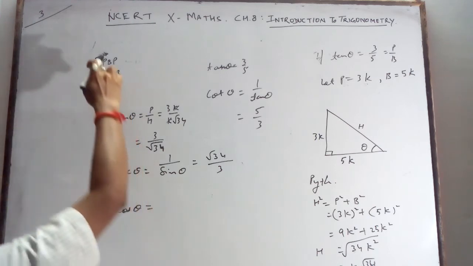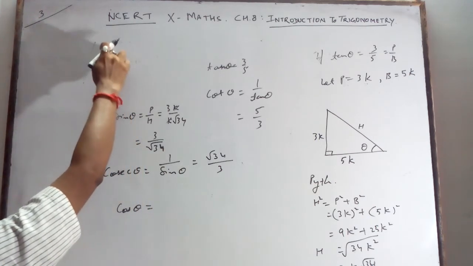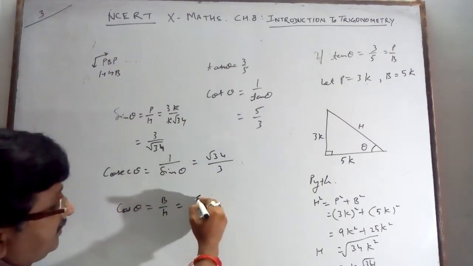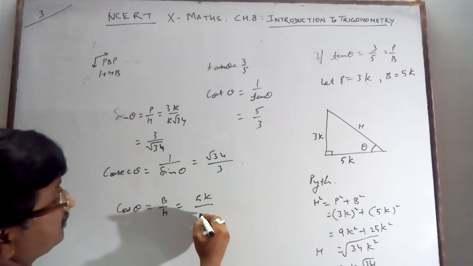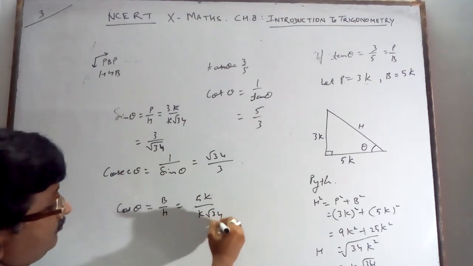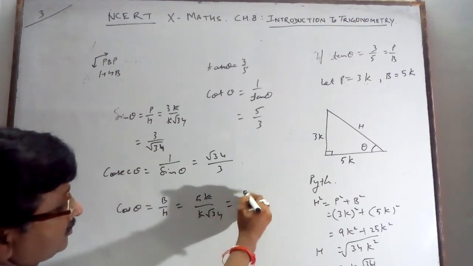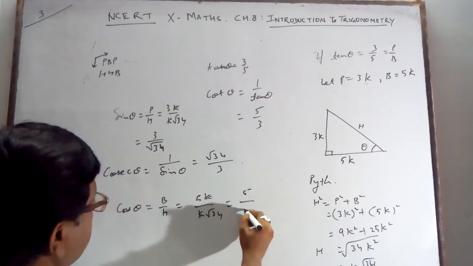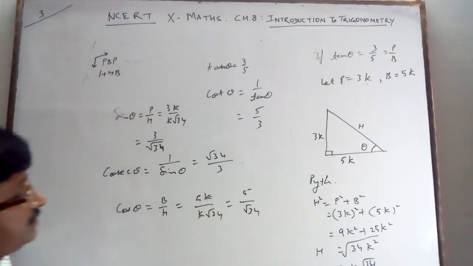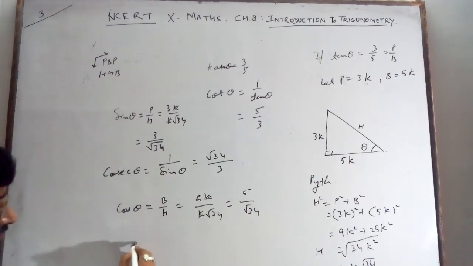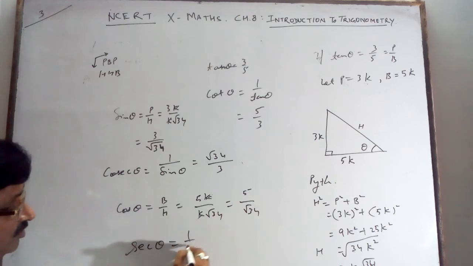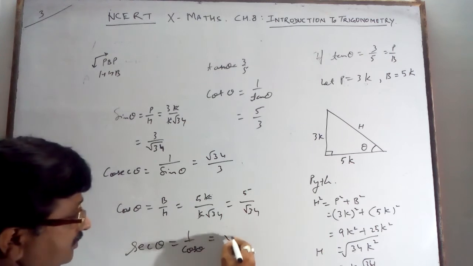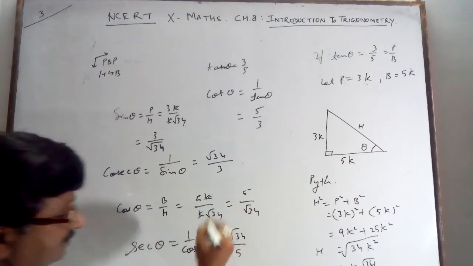The same process will be for the cos. Cos theta is equal to, by Pandit Badri Prasad again, sine, cos, tan, cos is B by H. What is the base? 5k. So 5k upon k under root 34. K and k will be cancelled, so your answer will be 5 upon under root 34. Then cos is related with the sec. Sec theta is 1 upon cos theta, so the reciprocal of this, you are getting this.